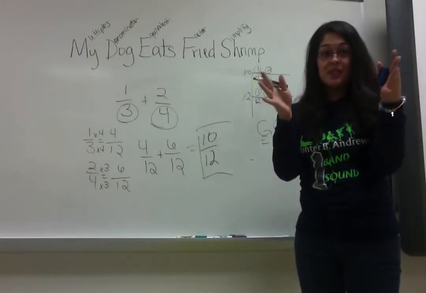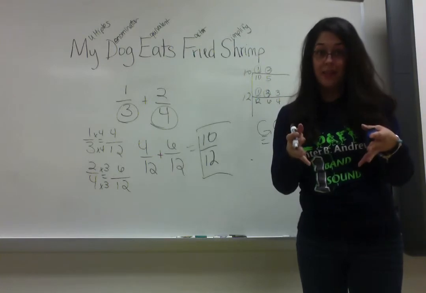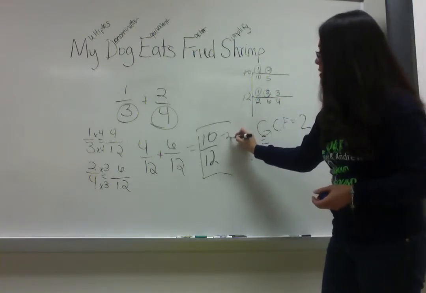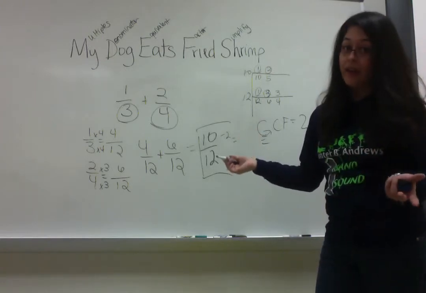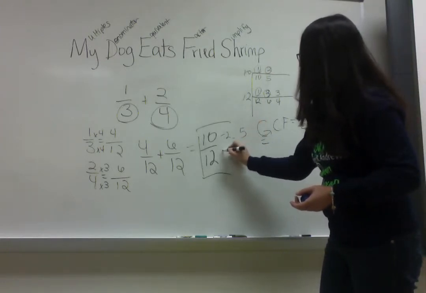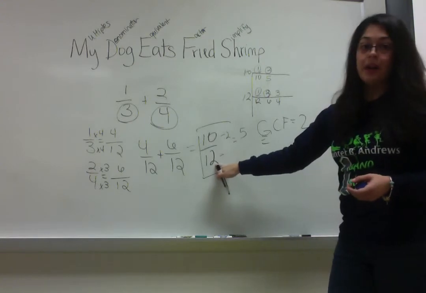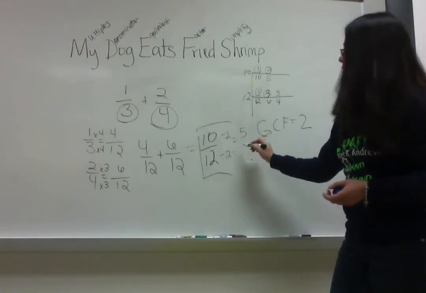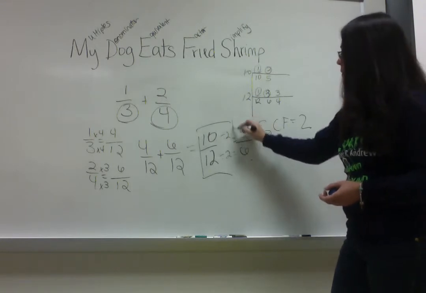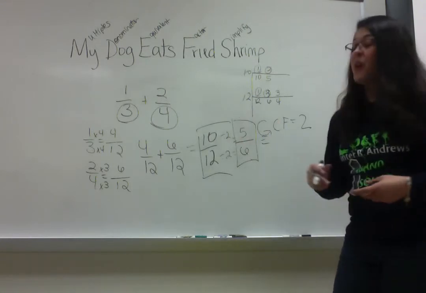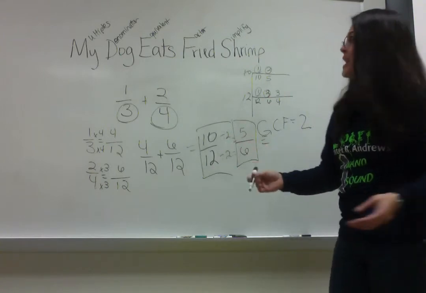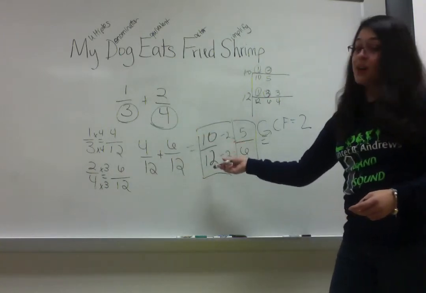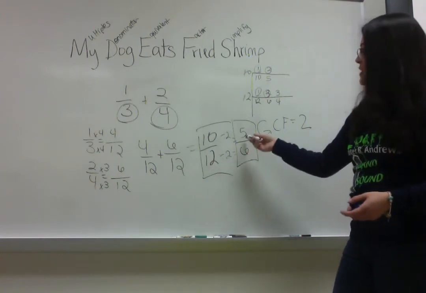When I want things to be smaller, I've got to divide them. So I'm going to take this 2 and do 10 divided by 2, which equals 5. And also on my denominator, use the 2. So 12 divided by 2 is 6. So if I were to put this all together, I would be able to say 1/3 plus 2/4 equals 10/12. But when I reduce it, it's 5/6.